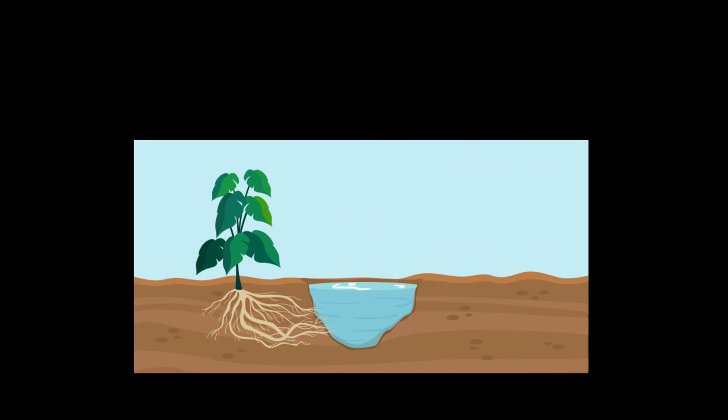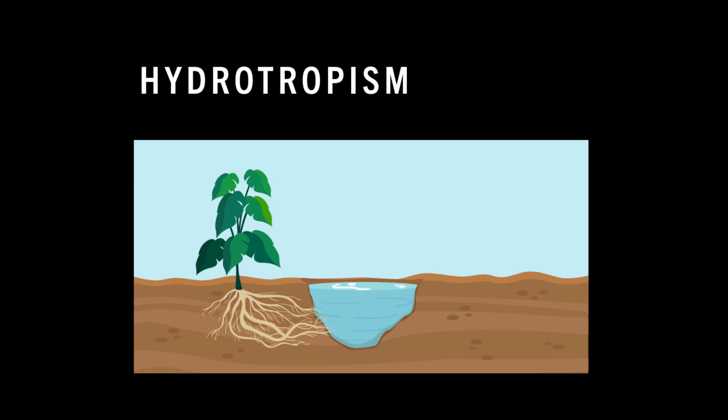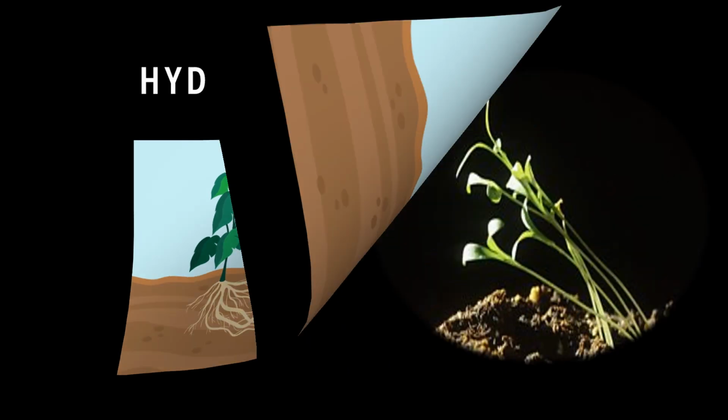The next picture, can you find out the type of tropic movement here? Here you can observe roots are growing towards water. Which type of tropic movement is this? This is hydrotropism. Here, observe the picture and find out the tropic movement. Here plant parts are moving towards the light. Then this is phototropism.